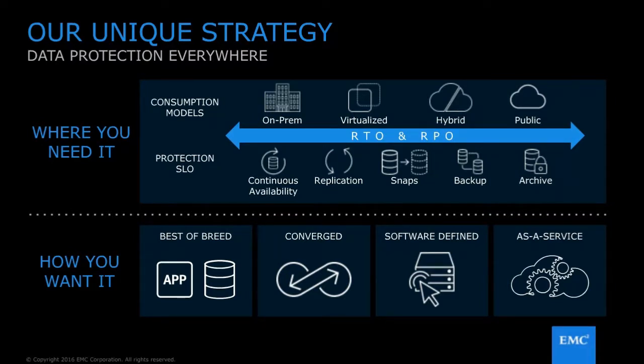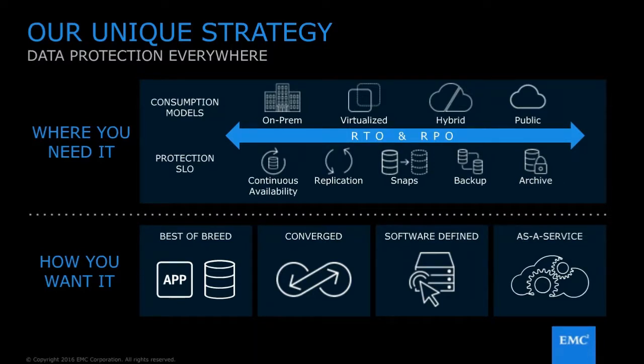So what does it mean when we talk about where you need it? Well, where you need it really means two things. One is, how are you consuming your data protection? How are you deploying your applications? What does your infrastructure look like? Are you a traditional on-prem data center? Have you moved to some degree or largely to a virtualized infrastructure? Are you taking advantage of the cloud, whether that's hybrid cloud, whether that's going all in on public cloud? Regardless of where you are in that evolution, you need to be protected.